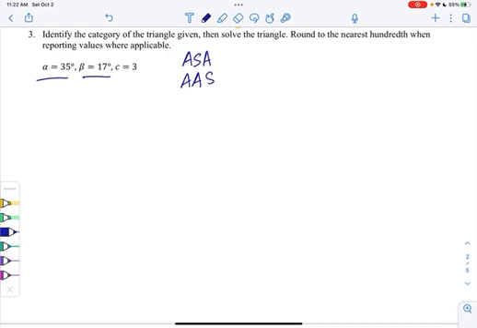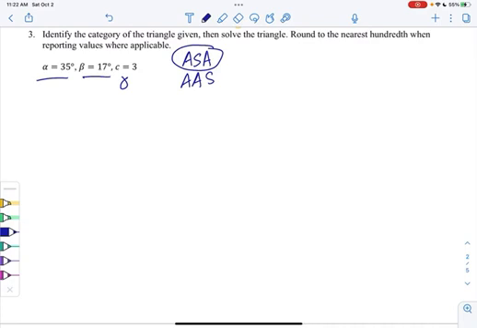So when I look at here, C would go with gamma, but I am not given the information for gamma. So this is not one of the corresponding sides, so it must be an included side. So in that case, I have ASA. So working with an ASA triangle, I can definitely use law of sines to solve.